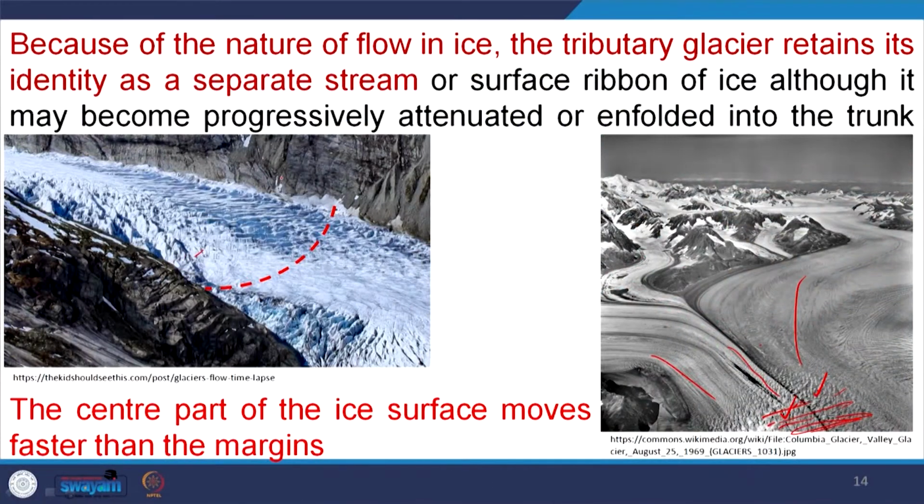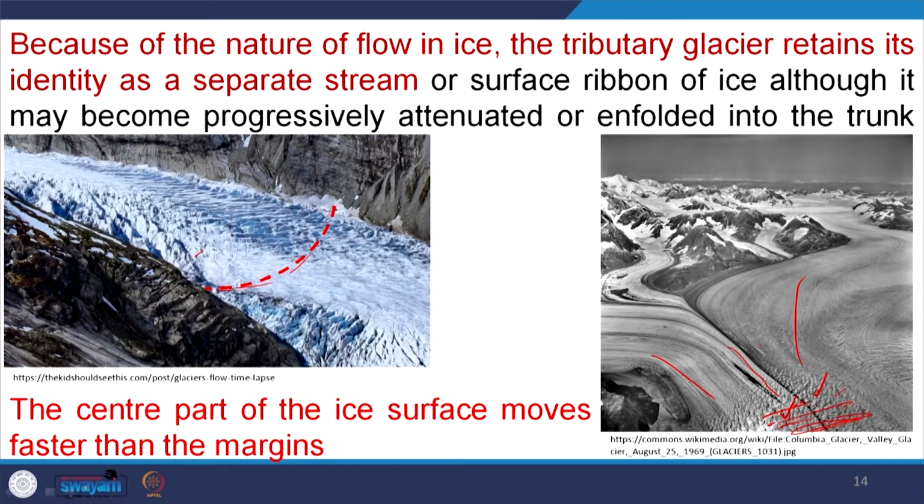The central part of the ice surface moves faster than the margin. This is a very interesting fact. If you see this valley glacier moving, the central part is moving at a higher velocity as compared to its sides.